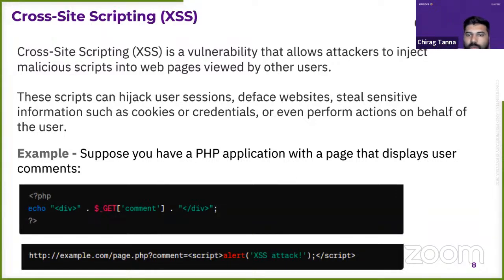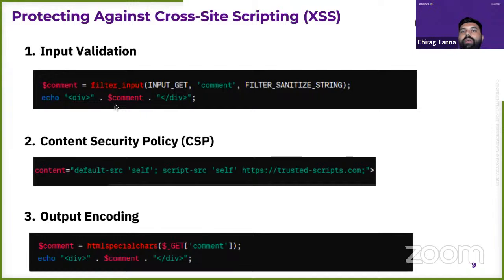So let's say you have a PHP application with a page that displays user comments. What attackers will do is write inside the script alert('XSS attack'). This is written inside the script. And now we are just printing $_GET['comment']. So what will happen if you press the submit button or hit the URL, it will give the alert pop-up on that particular page. So it will be a kind of XSS attack.